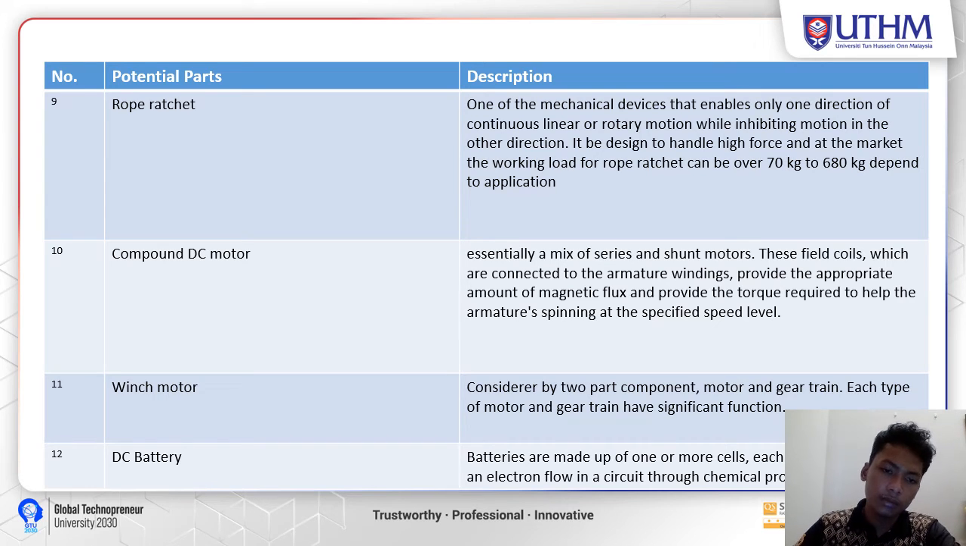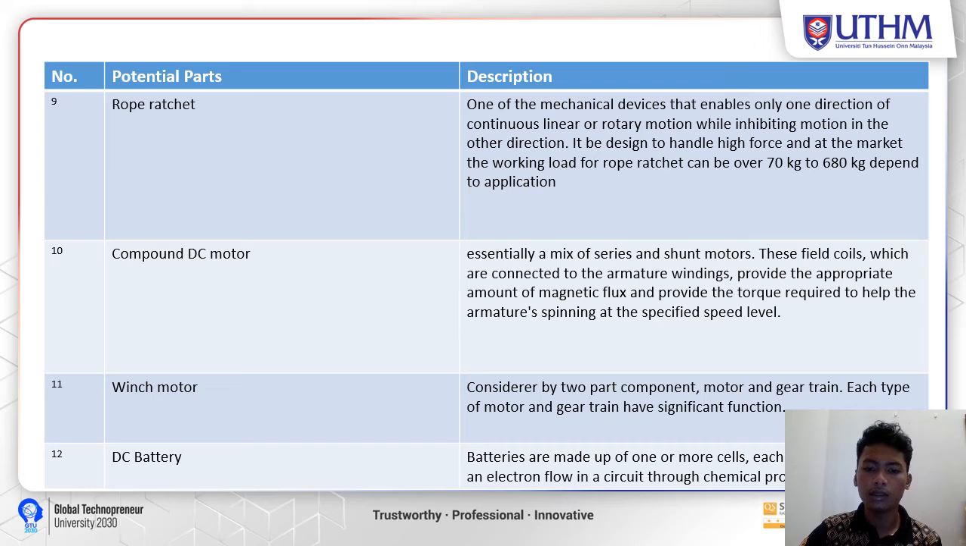The compound DC motor is essentially a mix of series and shunt motors. The field coil connected to the armature winding provides the appropriate amount of magnetic flux and a torque to help the armature spin at a specific speed level. The motor consists of two parts, a motor and a gear train. Each has a significant function.